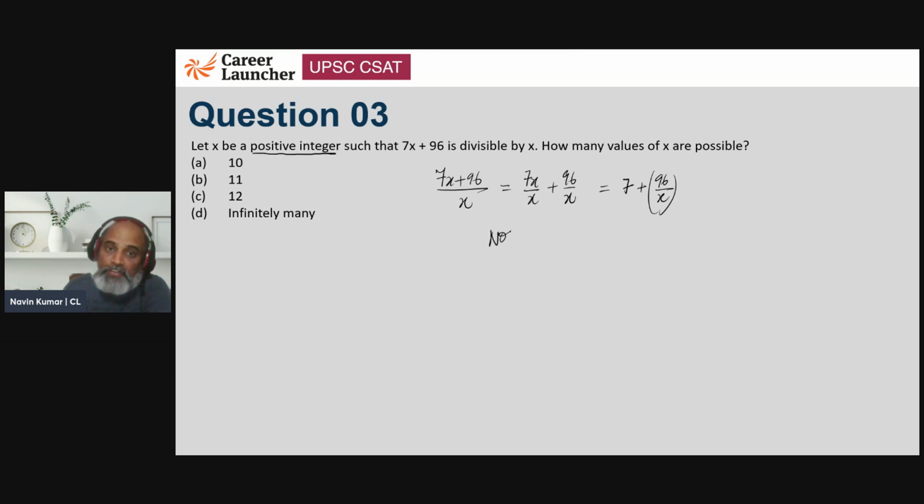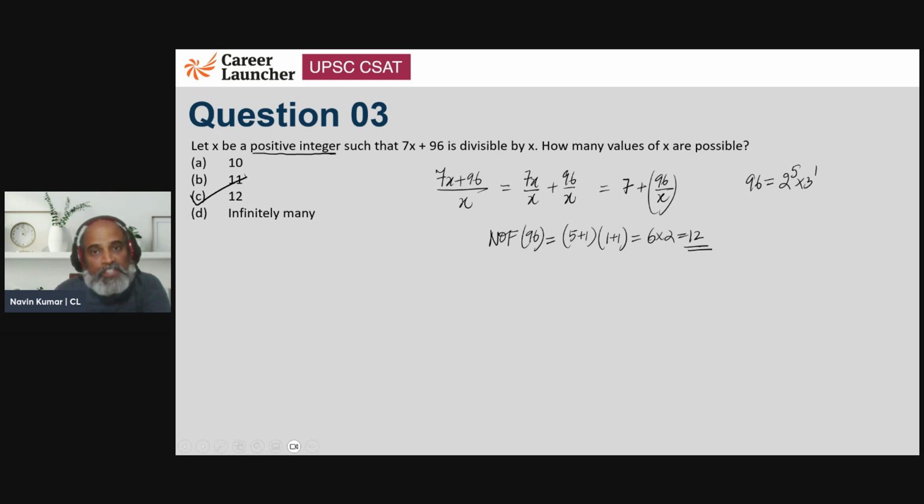Now how many factors of 96 do we have? And NOF here stands for number of factors. So we'll have to prime factorize 96, which is 2 to the power 5 into 3 to the power 1, 32 into 3. So number of factors is given as power plus 1 into power plus 1, which will result in 6 into 2, that's 12. Option C. So x can take 1, 2, 3, 4, 6, 8, all the factors of 96. Because 96 is a multiple of x, or x is a factor of 96. So x has to be a factor of 96. We have to count the number of factors.